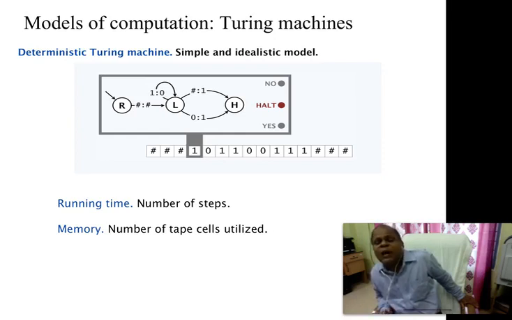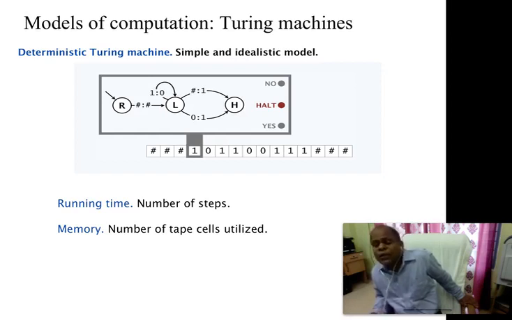Now, in that case, how much time a Turing machine will take depends on the number of steps required to solve the algorithm. Suppose it starts from the initial state, takes the input provided to the algorithm, and goes to the halting or final state. At that time, how many steps, that is, how many jumps your Turing machine makes from one state to another state (here the circle is the state), is considered as the running time.